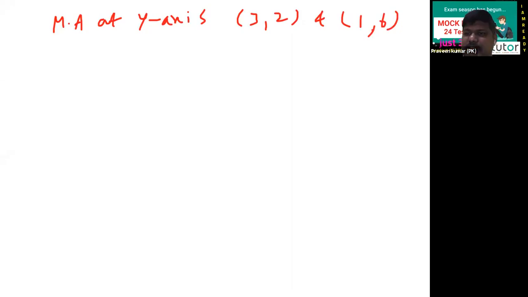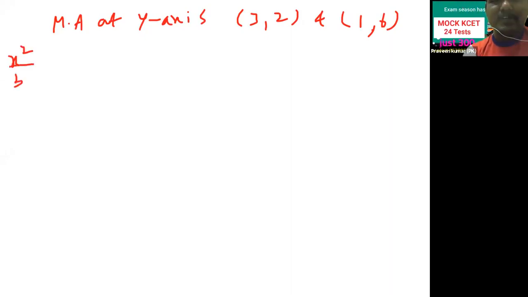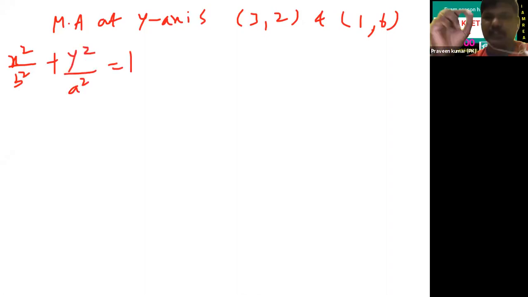Major axis on the y-axis, what is the meaning? The formula is in the form x square by b square plus y square by a square is equal to 1. That is the form. Okay. Do it, everyone. We'll take a minute.